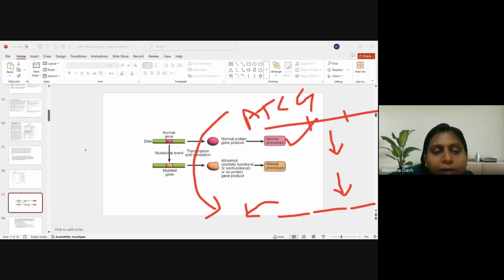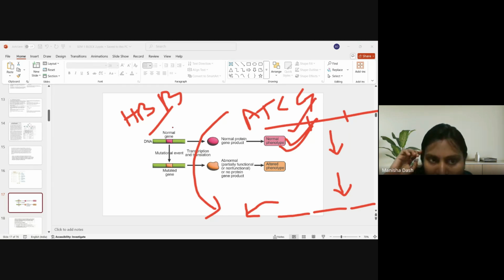So as you see here, there is a normal DNA sequence or a normal gene. So you have a normal protein and you have the normal phenotype. For example, let's say hemoglobin. There is the HBB gene that encodes the beta globin chain, and you have the normal shaped RBCs. Now, if there is any change in the HBB gene, there will be a change in the codon, and you will have an abnormal or defective protein leading to an altered phenotype of the RBC, that is the sickle cell RBC, and the phenotype developed will be sickle cell anemia.